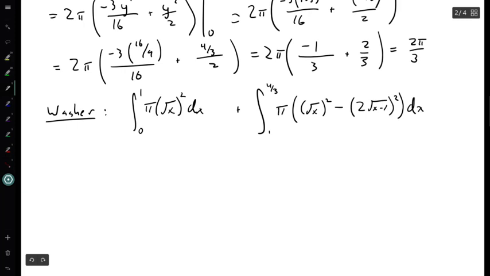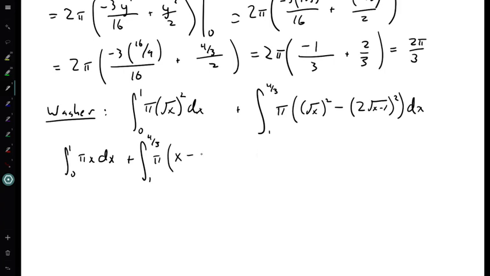So we're going to have the integral from 0 to 1. Root x squared is nice, that's just x. Integrate from 1 to 4/3 of, let's see, so we're still going to have pi here. Root x squared is x. 2 root x minus 1 squared is going to be 4x minus 1. First integral, pretty straightforward. That's going to be pi x squared over 2, evaluated from 0 to 1.